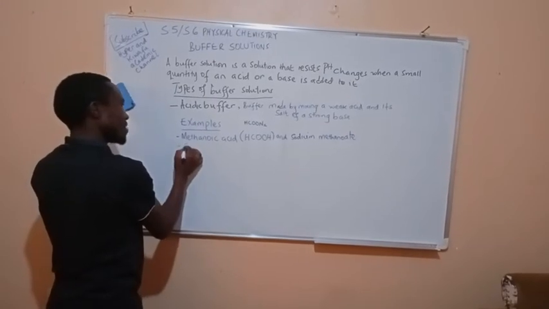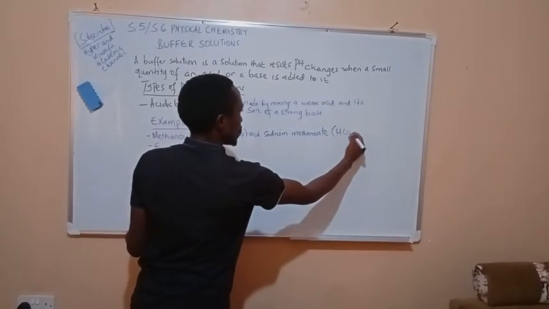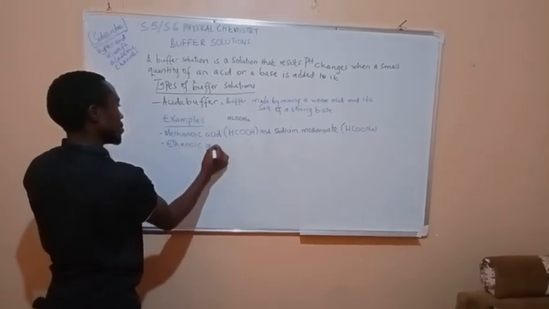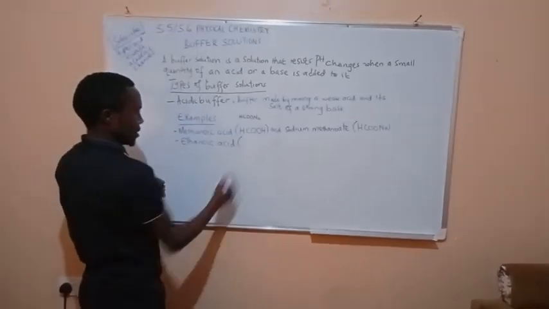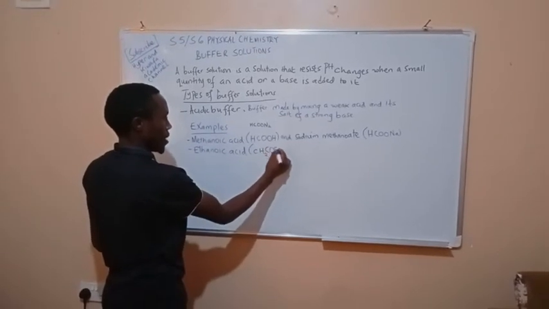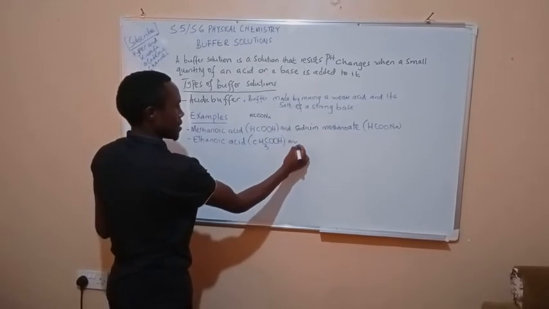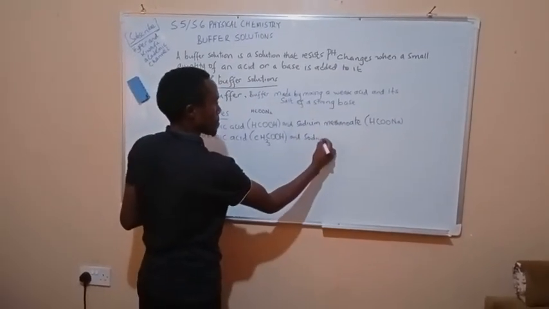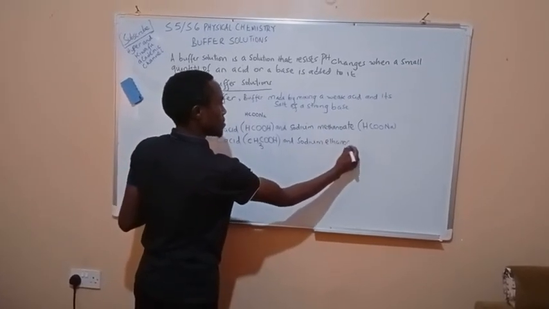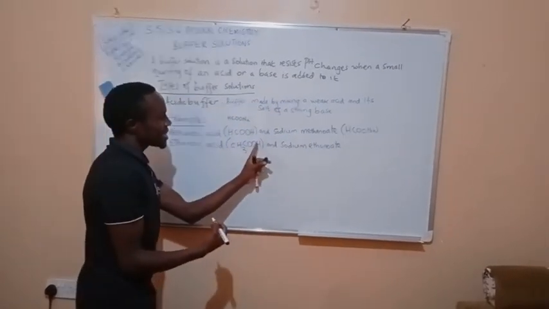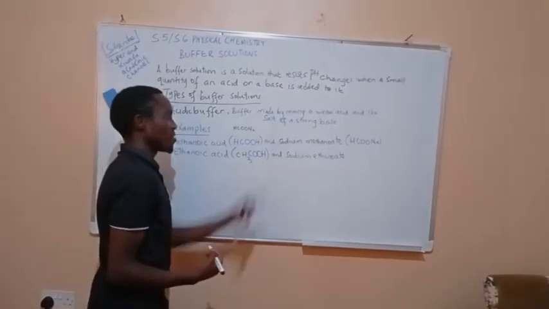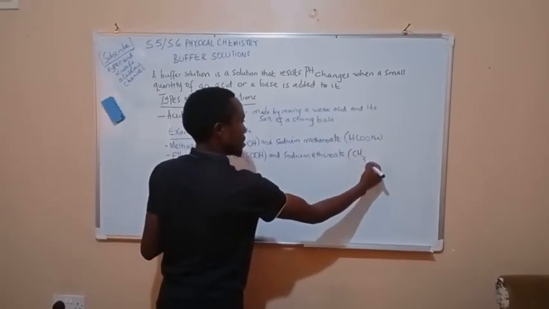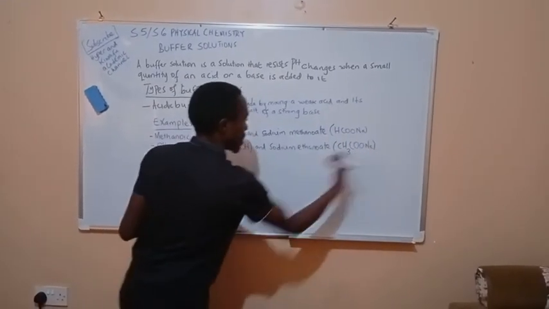Example 2, you can have ethanoic acid. Of course, the previous salt is HCOONa. Then another example, we have ethanoic acid, which is CH3COOH, and its salt, the salt we derive from ethanoic acid, will be sodium ethanoate. Sodium ethanoate has a formula whereby you just replace H, the acidic content, or the proton, with a metal of a strong base. And therefore, we are going to have it as CH3COONa. That is sodium ethanoate.